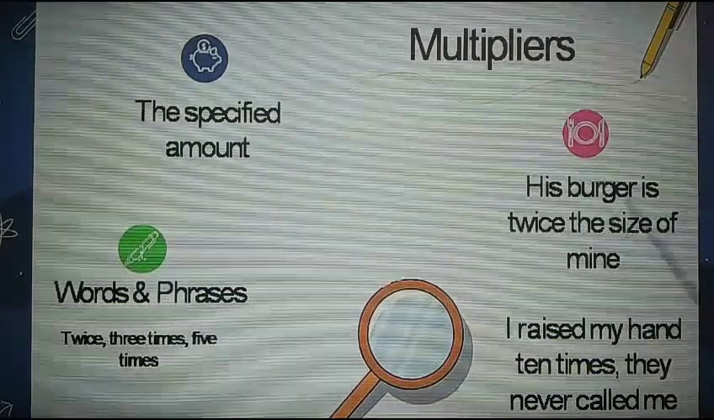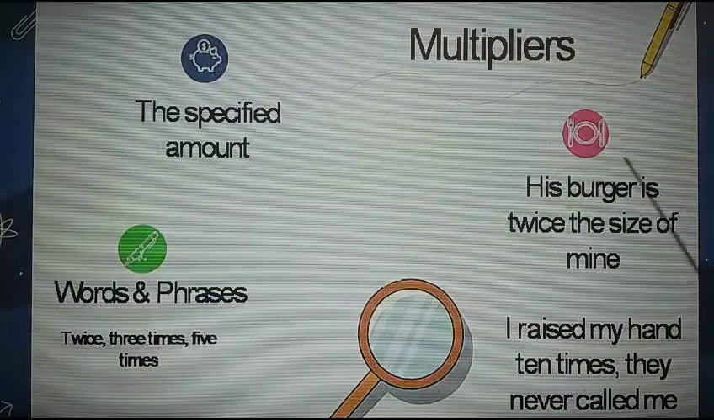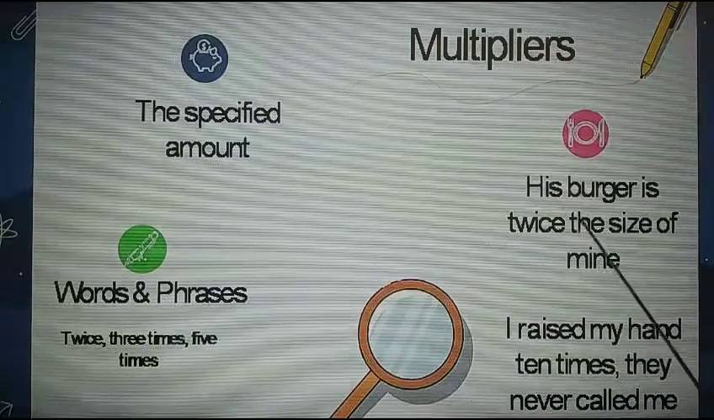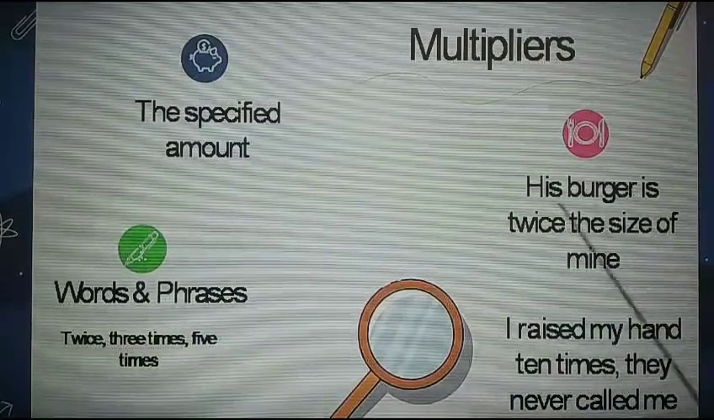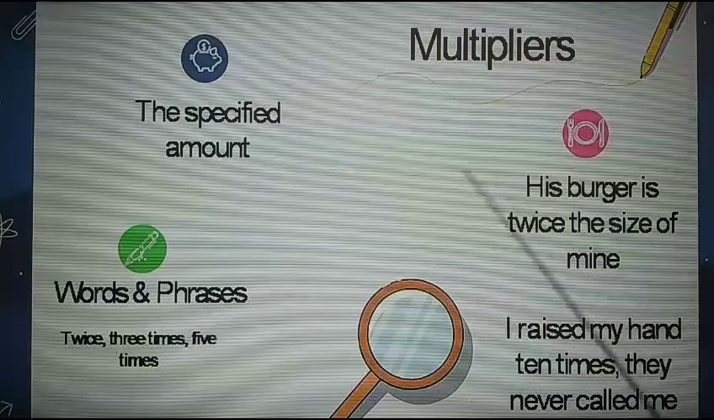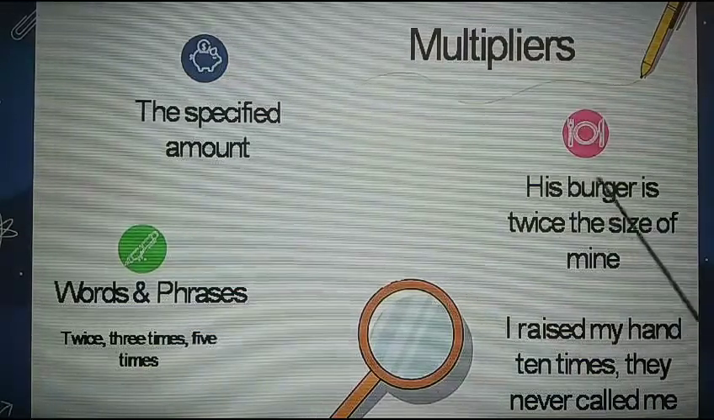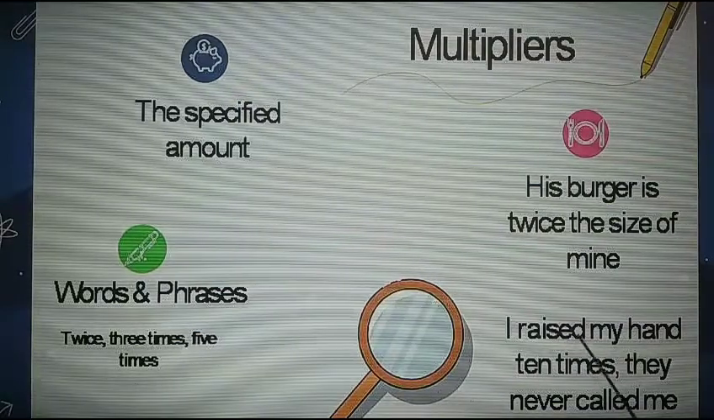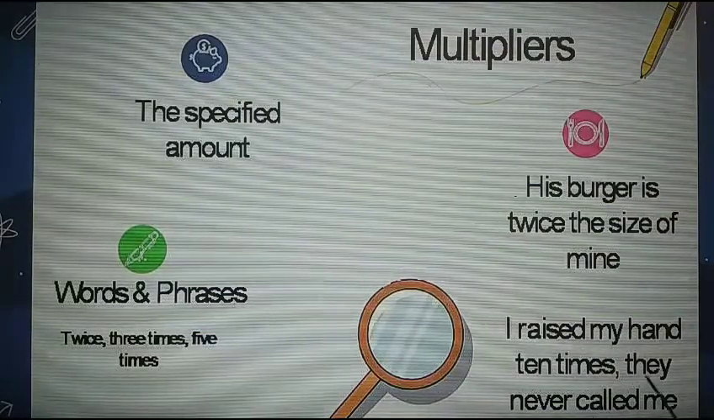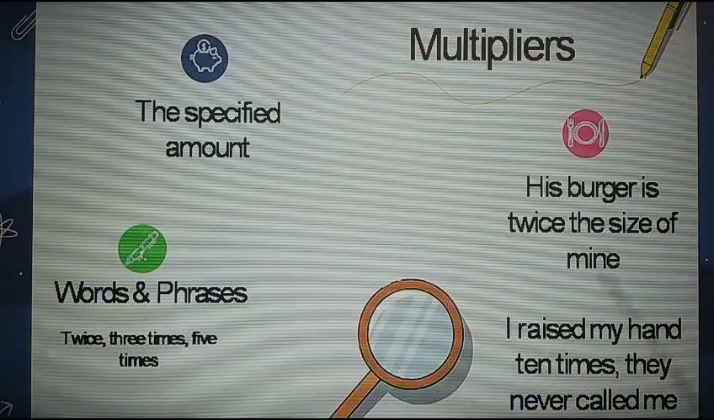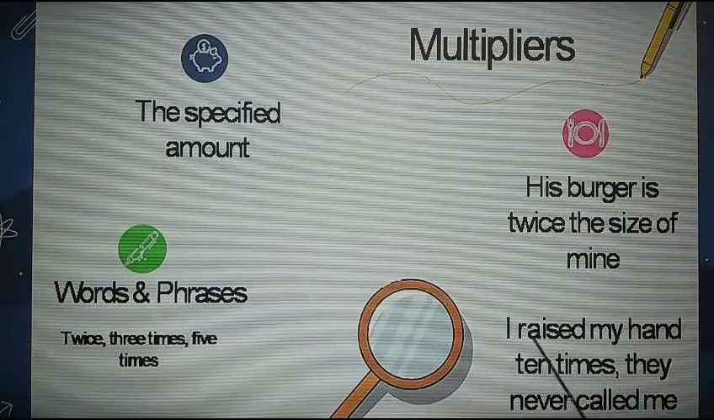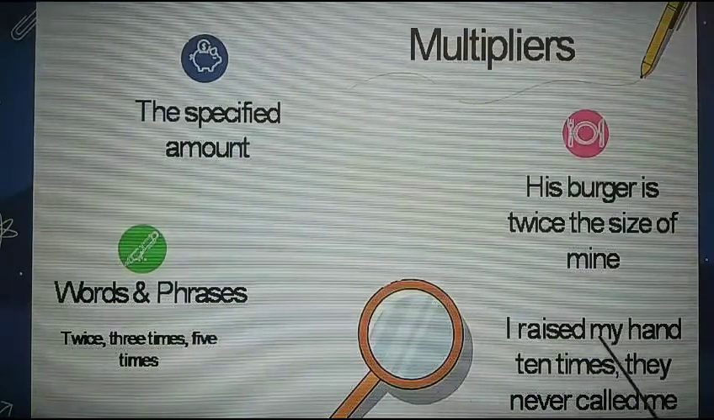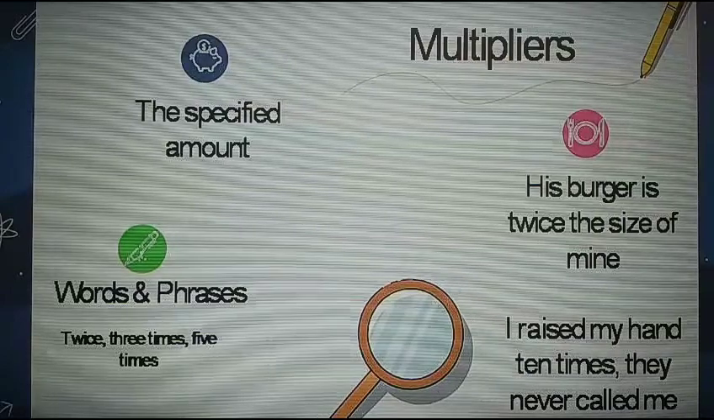In this case, we don't know specifically what the size of this burger is, but we know that it is 2 times, because of the word twice, bigger than mine. So we are using the multipliers to multiply the size of something. Another example, I raised my hand 10 times, they never called me. So we are using the multipliers to specify the number of times an action happens. In this case, 10 times that I raised my hand.